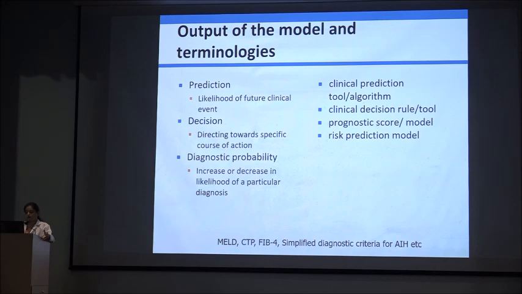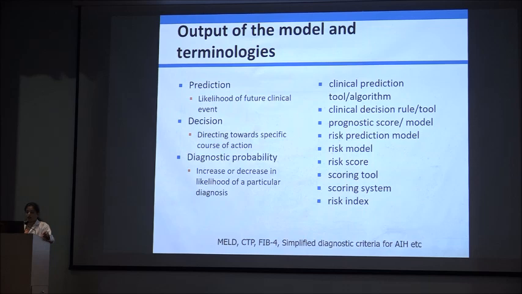The terms that have been used are clinical prediction tool or algorithm, clinical decision rule or tool, prognostic score, risk prediction model, risk score, scoring tool, scoring system, or risk index. And within this domain are scores like MELD, CTB, FIB4, and simplified diagnostic criteria for autoimmune hepatitis. So the simplified diagnostic criteria would constitute a diagnostic clinical prediction model, and the MELD would be something that would pertain to prognosis.